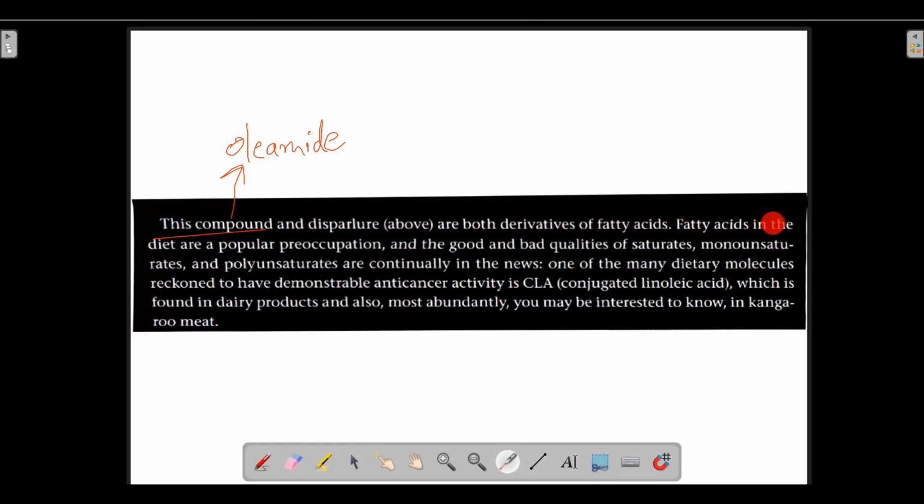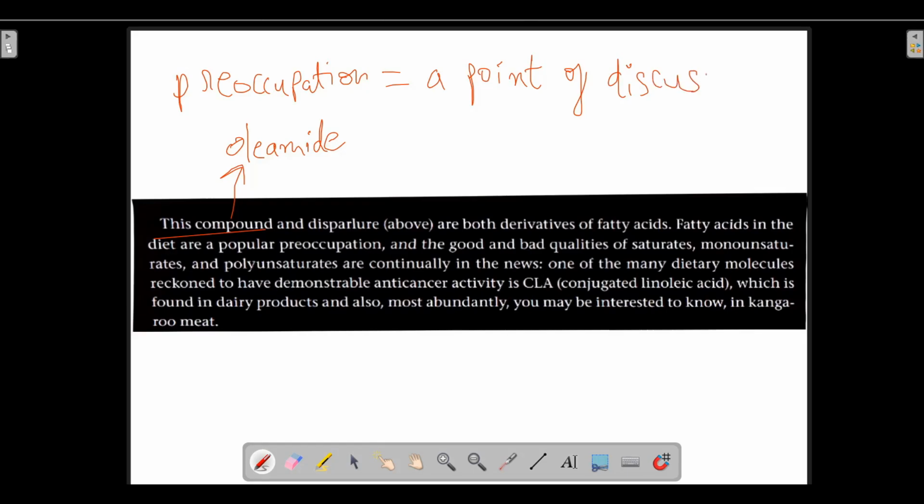Okay, fatty acids in the diet are a popular preoccupation. What does it mean by preoccupation? Preoccupation means a point of deep thinking, a point of discussion. Okay, a point of discussion is called preoccupation. So these two compounds are derivatives of fatty acids.